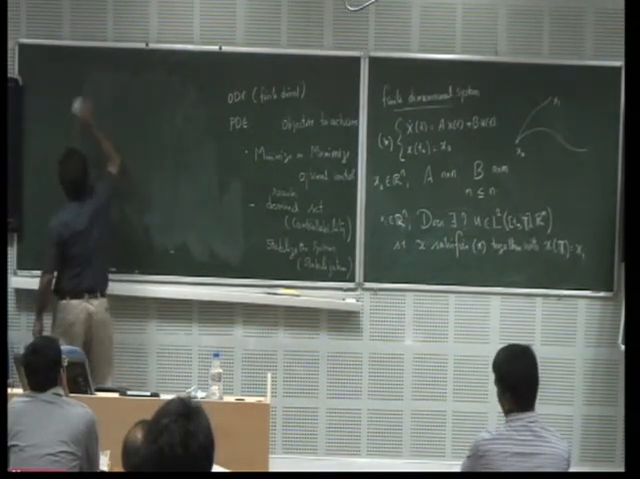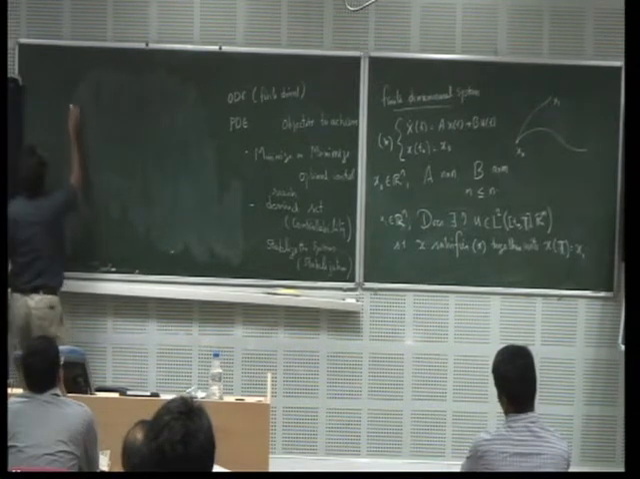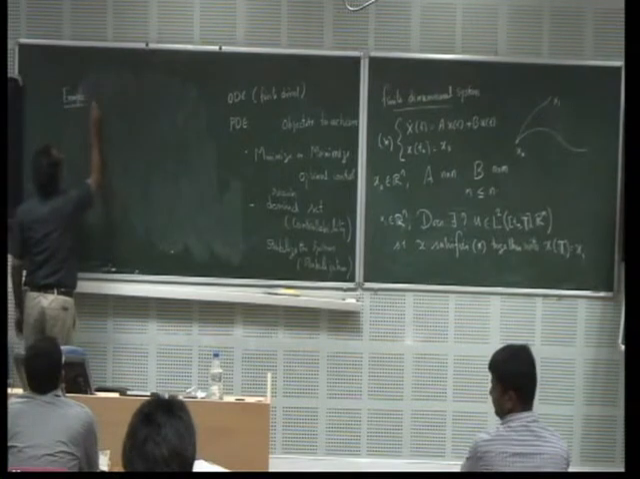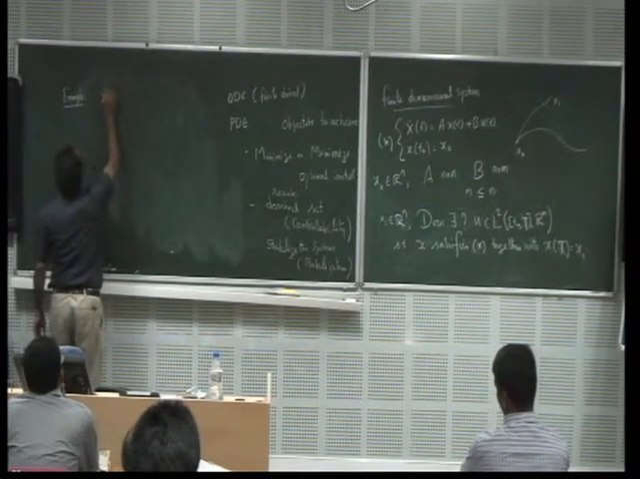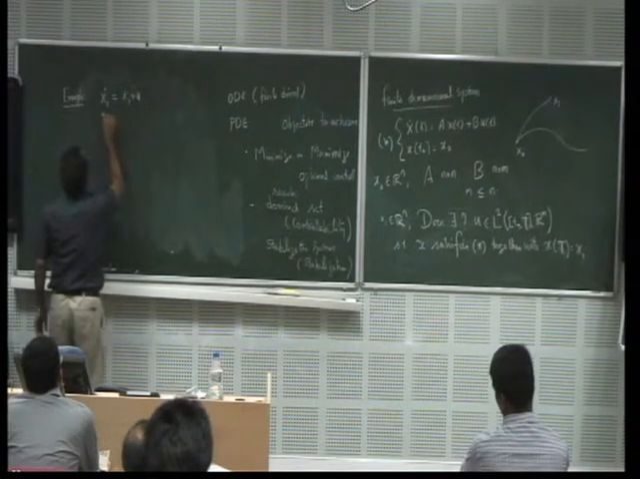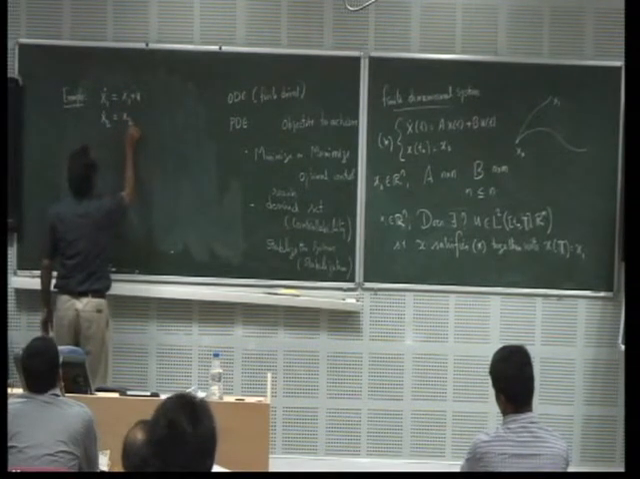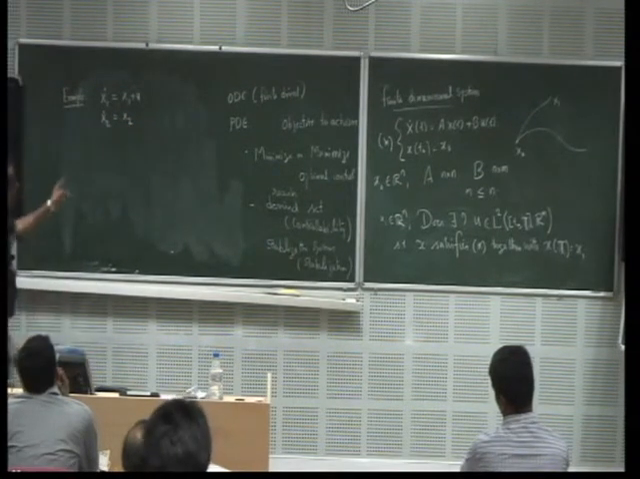So let's start with an example that such a thing is not always possible, even for a very simple system. So look at an example. In R2, x1 dot is equal to x1 plus u and x2 dot is equal to x2. Okay, how do you write it in that form?